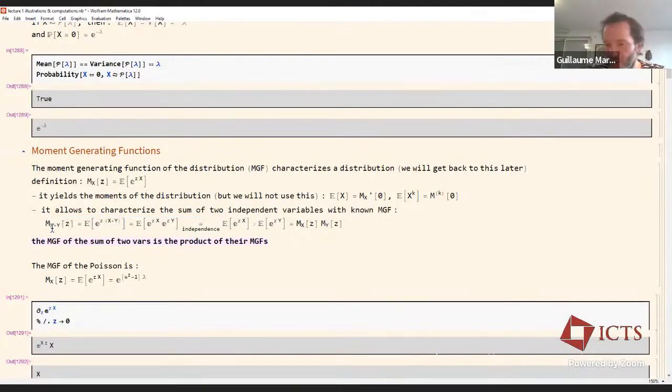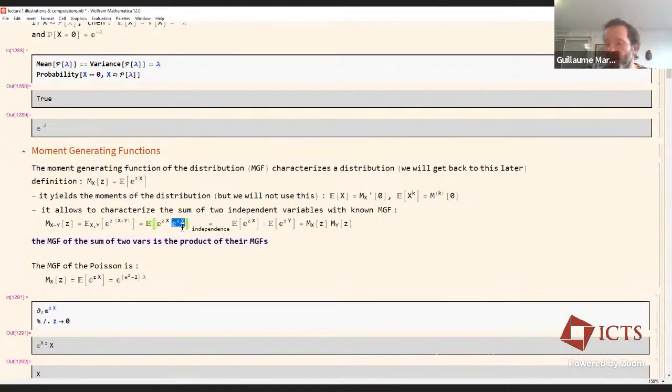Consider two variables, x and y. They are two different variables, whatever they are. And let's now consider the MGF of the sum of the variables, so for example, the score I get from my two dice. So it's M of x plus y, and I take it at some dummy variable z. So it's the expectation over the outcomes of x and y of exponential z(x+y). And here I can write that as e^(zx) times e^(zy).